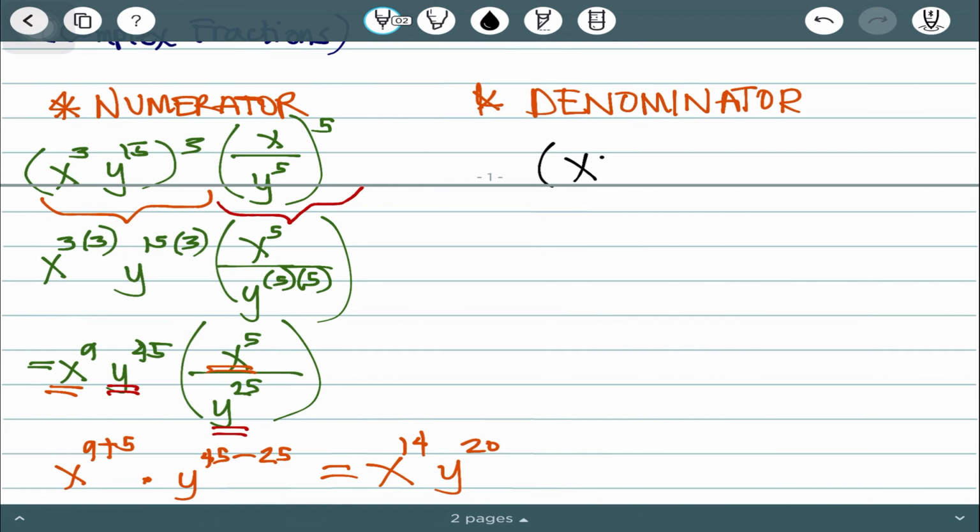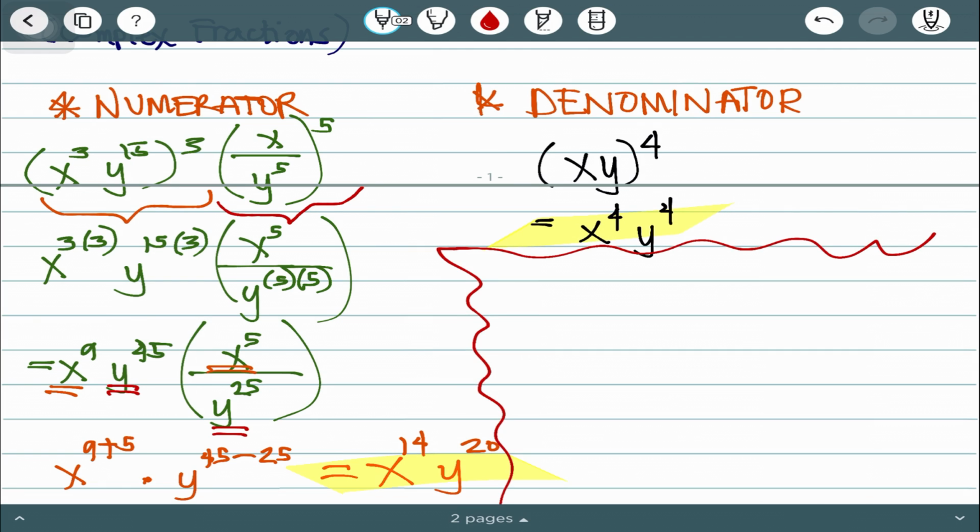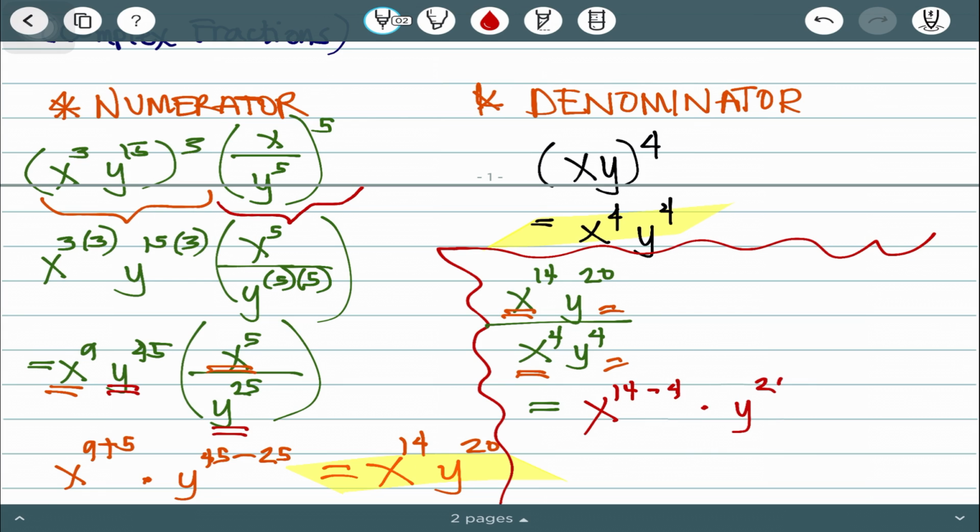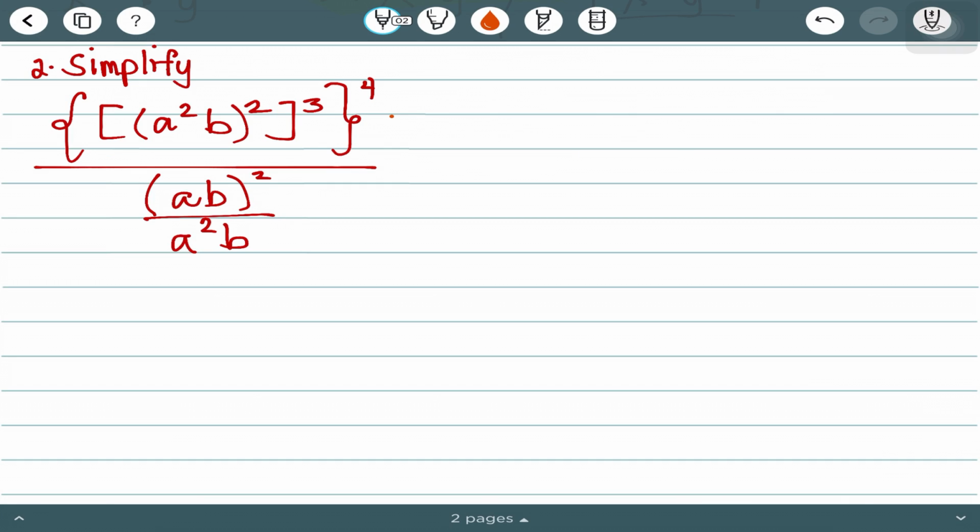So the denominator is the quantity of x y raised to 4. Utilizing the laws of exponents, we will get x raised to 4 y raised to 4. We can now rewrite this in its simplest fraction form. So we have x raised to 14 y raised to 20 over x raised to 4 y raised to 4. Again, using the laws of exponents, we can combine like terms. So now we have x raised to 14 minus 4 times y raised to 20 minus 4. This will result in an answer of x raised to 10, y raised to 16. And that will be its simplest form.